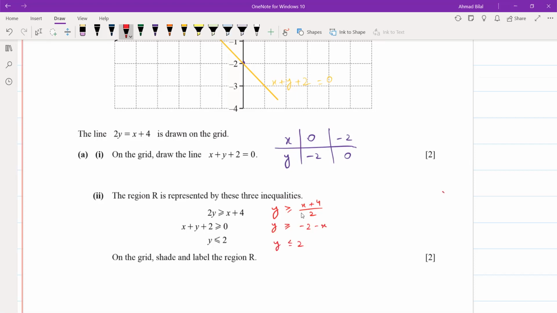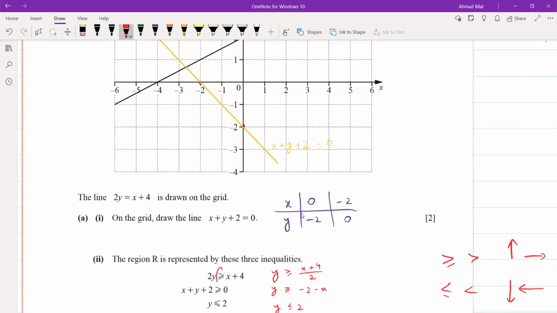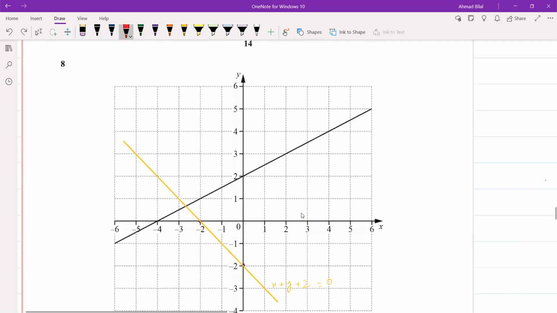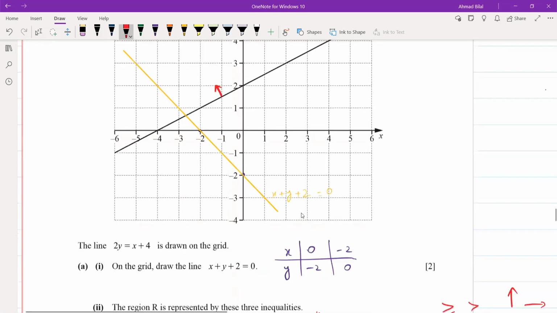ठीक है, फिर हमने कहा था जब greater than, greater than equal to होता है, तो you basically shade the region upwards or towards the right. ठीक है, जब less than or equal to होता है, you shade the region downwards or towards the left. So let's look at the first one. 2y greater than or equal to x plus 4. So basically जो line draw की हुई है, उसके ऊपर वाला region हमारे लिए relevant है. So above that line, just mark that arrow कि इस line से ऊपर होना है हमें.